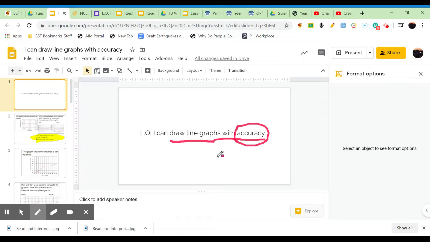So not drawing them as quickly as possible, or for example, not using rulers to connect the different parts of our graph. Using a ruler, a pencil, and where possible, squared paper.